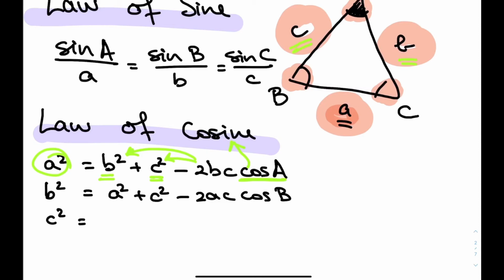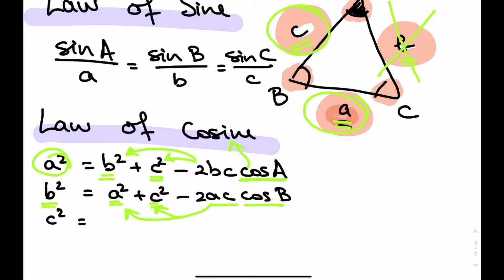And the same is for b squared. So the rest, you just ignore this b, and then take c squared plus a squared minus 2ac, these two here, now times cosine of B, and the same thing for c squared.